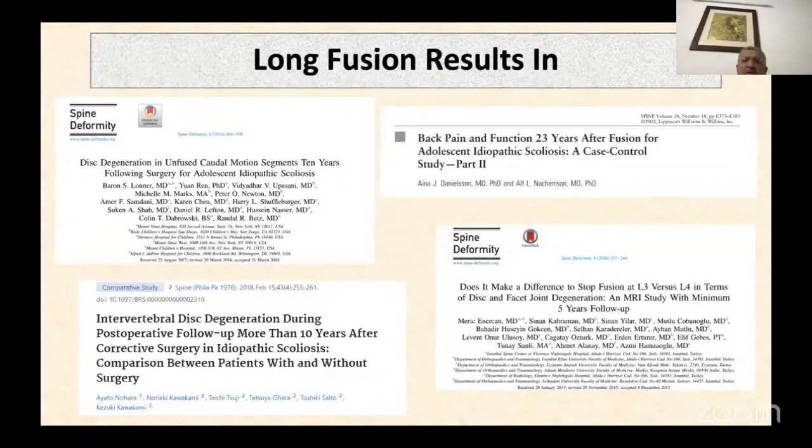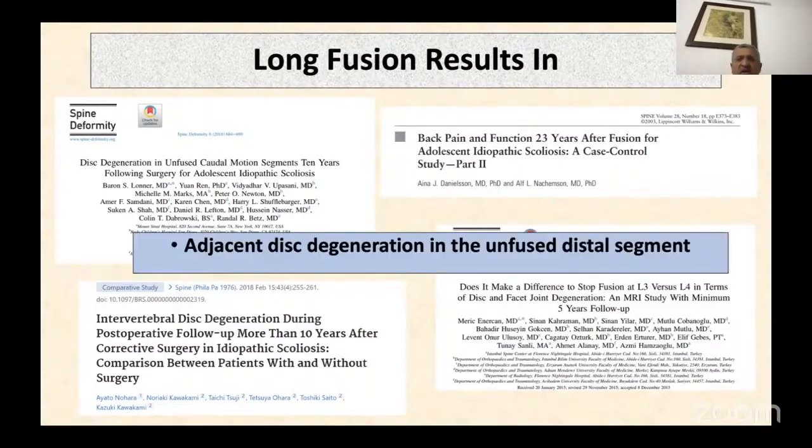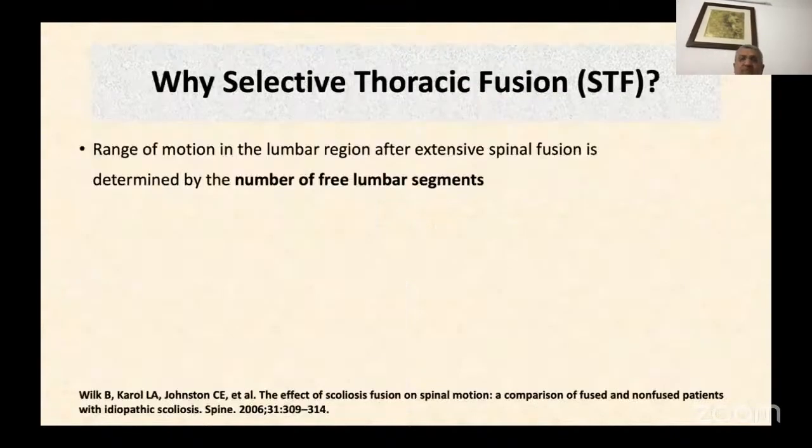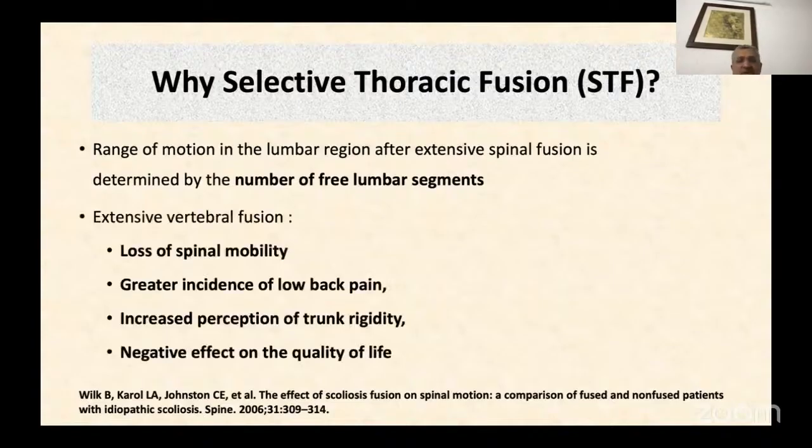However, we do know that long fusions over a period of time can cause degeneration of the disc, and also it can cause other problems like facetal degeneration. Therefore, it's very, very important that the unfused distal segment should be as short as possible. Studies have shown that the amount of degeneration varies depending upon the number of free lumbar segments. And when you have done a fusion extending up to L4, there is a loss of spinal mobility.